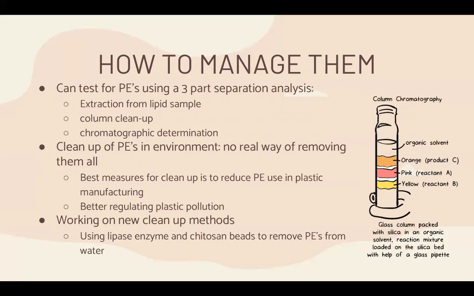The best thing we can do for the environment is to use less PEs in our plastic manufacturing, and also keep a better regulation on plastic pollutants. This will greatly reduce the amount of PEs that end up in our waterways in the first place, and ultimately in our food. There are some new methods for cleaning up PEs that are being tested, like using lipase enzymes in chitin beads to absorb and degrade PEs. The lipase enzyme helps digest fats, and the beads are made from chitin, and they can absorb pollutants in the water.